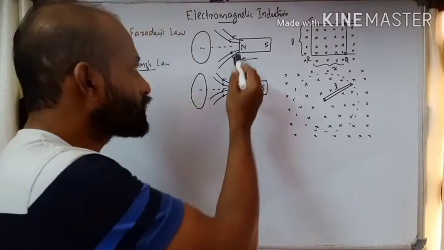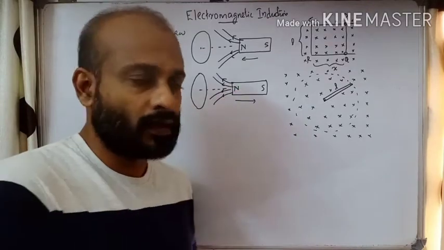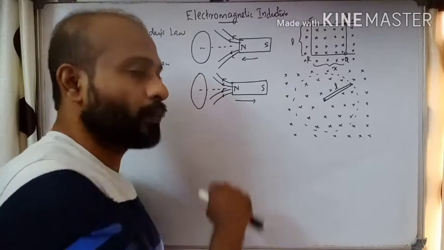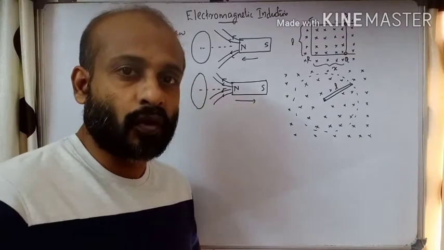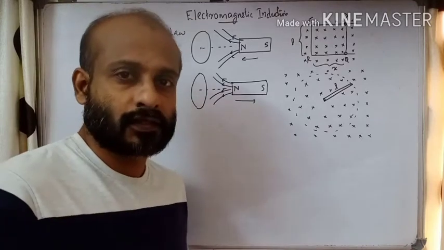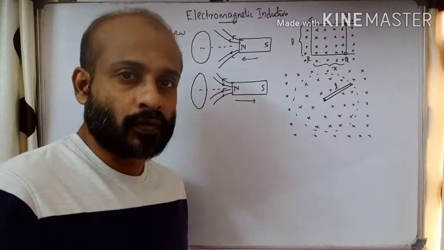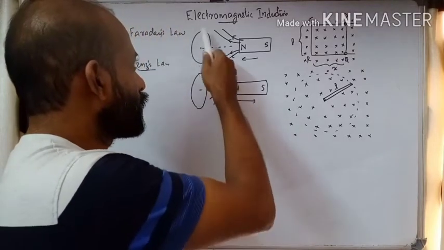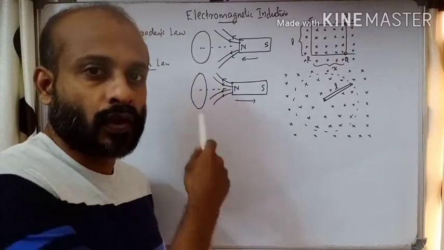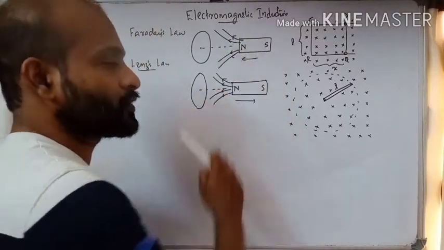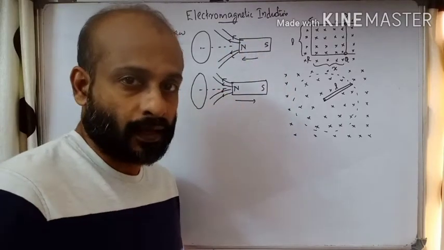So in both cases, there will be a change in magnetic flux. In the first case, there will be an increase in magnetic flux. In the second case, there will be a decrease in magnetic flux. In both cases, there is a change in magnetic flux. Now what is produced? An induced current will be produced in this coil. A current will start to flow through the coil. This phenomenon is known as electromagnetic induction. It was first observed by Henry.